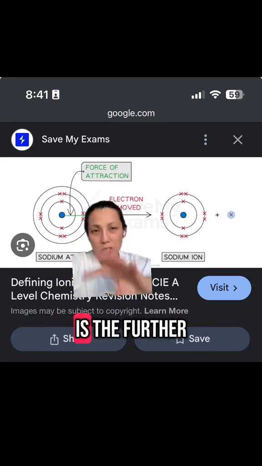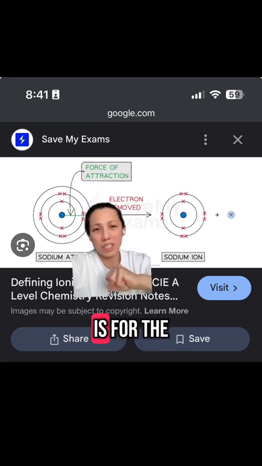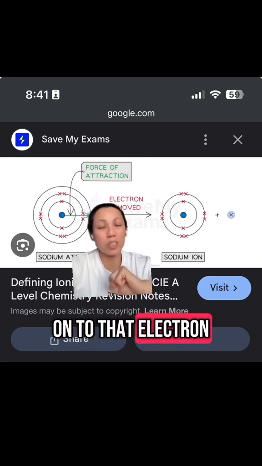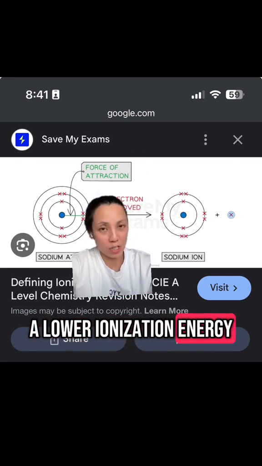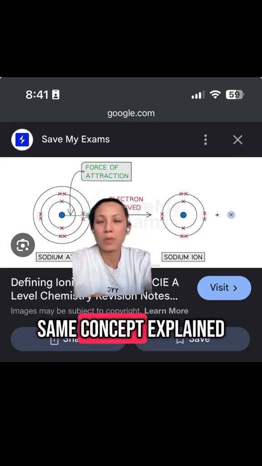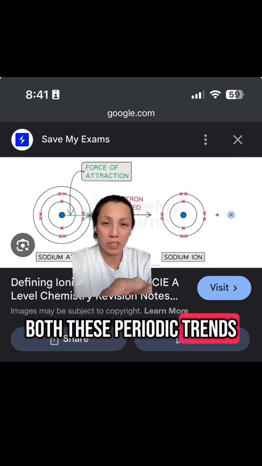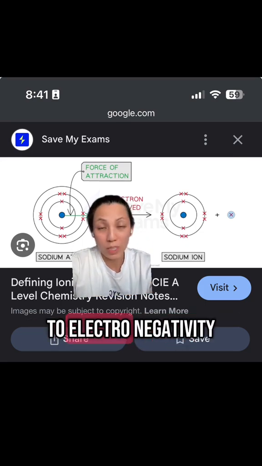So what I'm trying to say is the further it is from the nucleus, the harder it is for the protons to hang on to that electron, the easier it is to lose that electron, which means there's a lower ionization energy. So can you see how the same concept explained both of these periodic trends? You could apply the same thing to electronegativity as well.